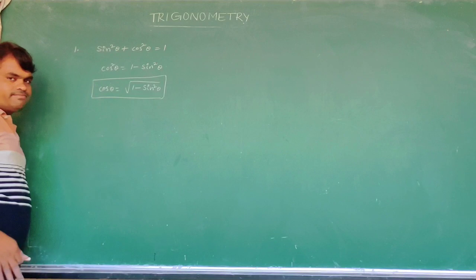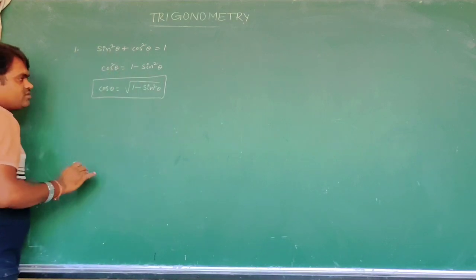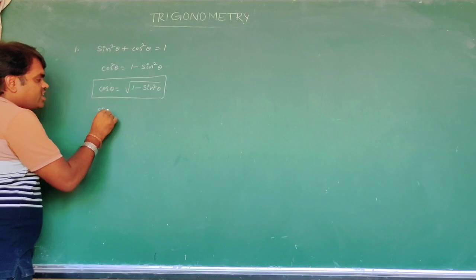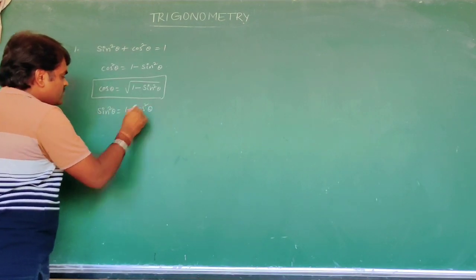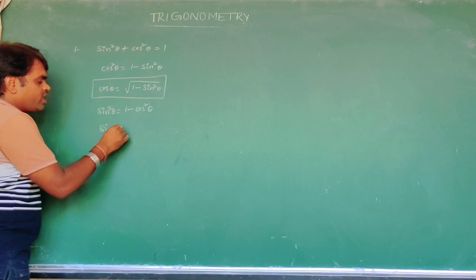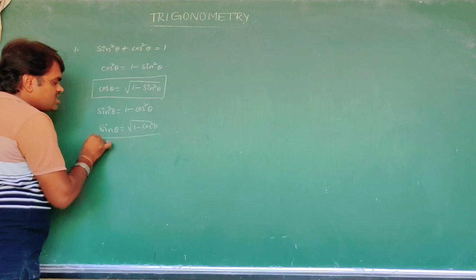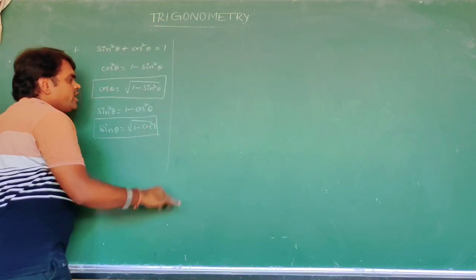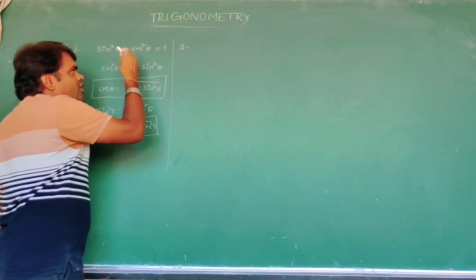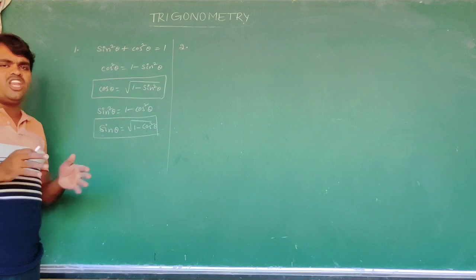When root of 1 minus sine square theta is there, you directly write cos theta. Or 1 minus sine square theta means cos square theta. Or sine square theta can be written as 1 minus cos square theta. Sine theta can be written as root of 1 minus cos square theta. This is a very, very important formula. Now we are going to the second one. Don't memorize everything; remembering only this is enough.